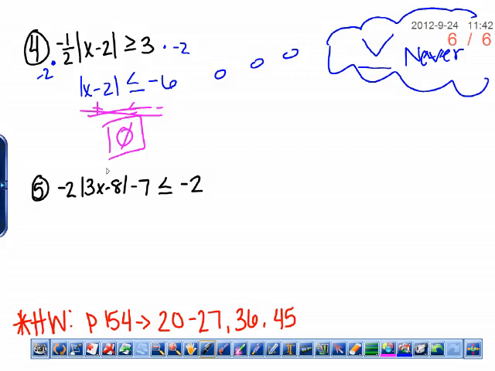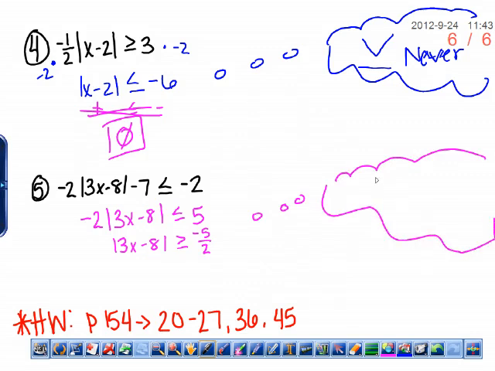Okay, look at number 5. -2 times the absolute value of 3x minus 8 minus 7 is less than or equal to -2. What do I do first? Good. Add the 7. Then what? Okay, so when I divide by -2, my sign flips. So I get the absolute value of 3x minus 8 is greater than or equal to what? Careful. -5/2.